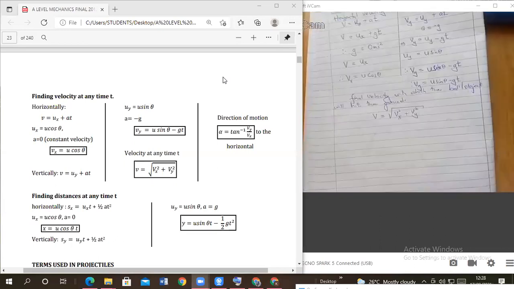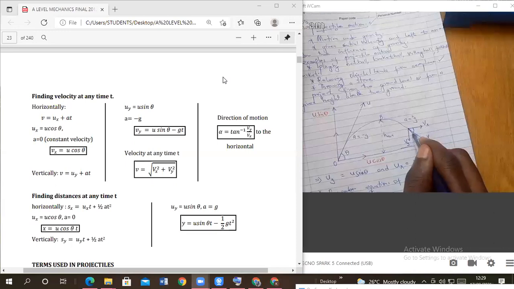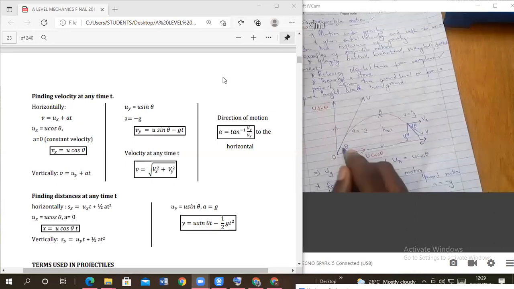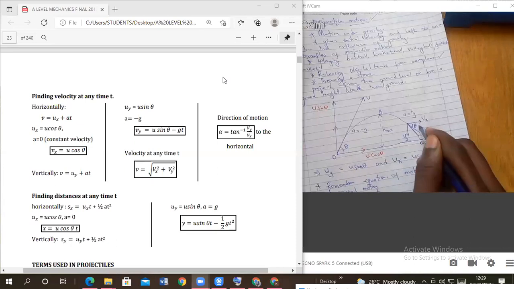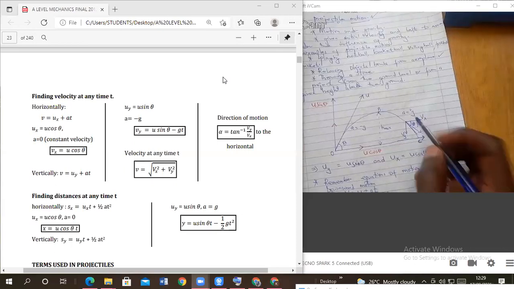Like I've told you when we were discussing, velocity is a vector quantity, which means it must have direction. The direction will be here. Let's call this angle beta. We can use any symbol, okay? So this is the angle we want.